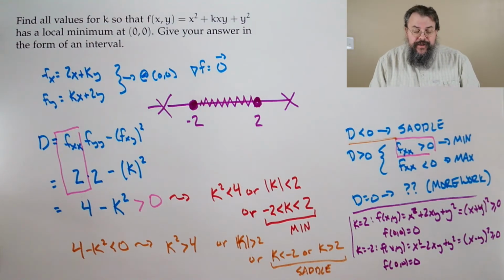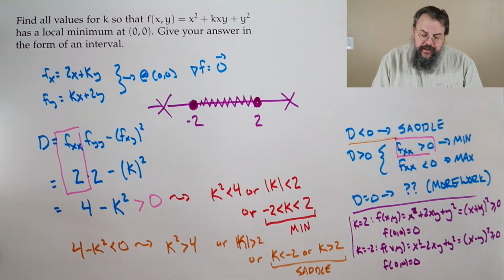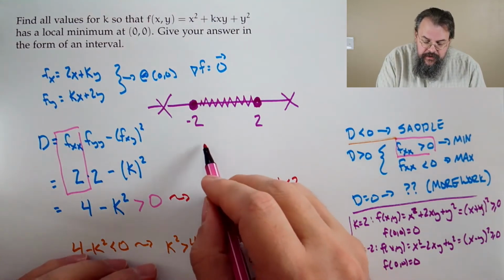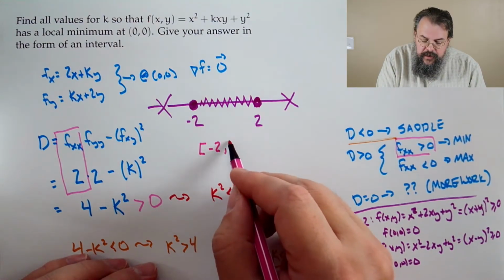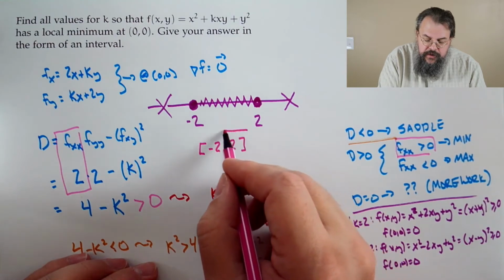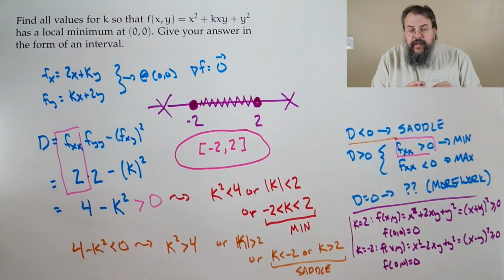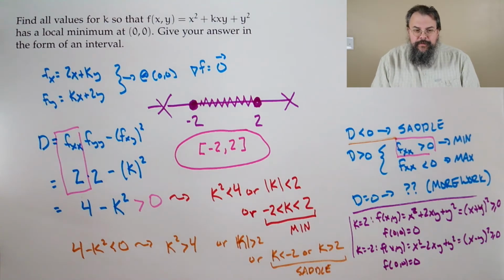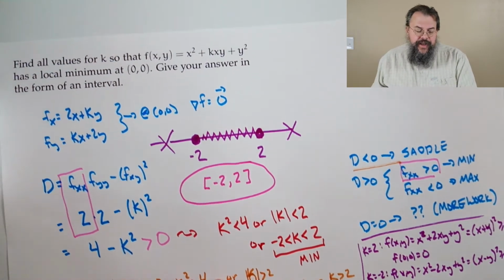So our final answer, because remember, we had to find all of them, not just most of them, all of them, in the form of an interval is negative 2 to positive 2, and we include the endpoints. And that's it. What a good problem. What a nice, good, fun problem. Wow. Good times. All right.